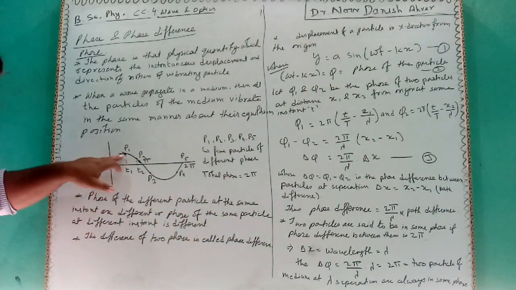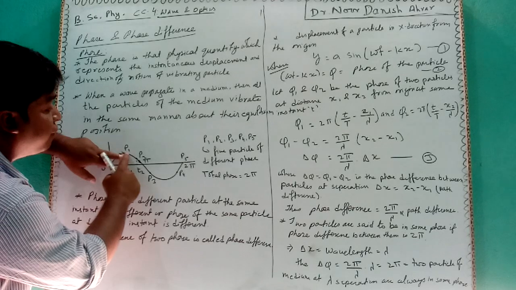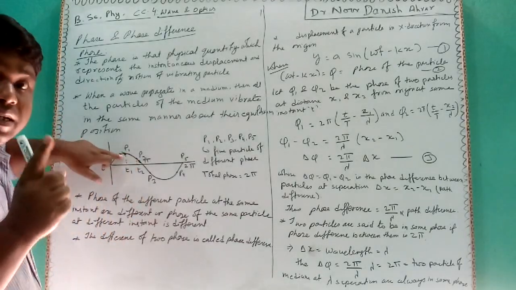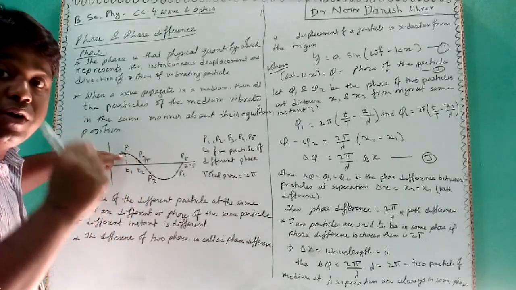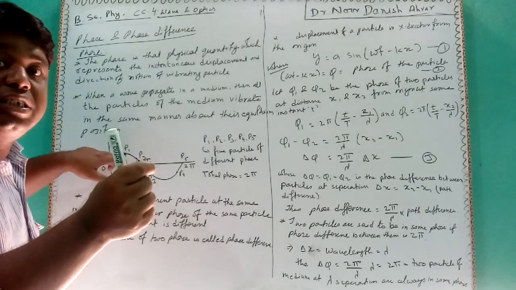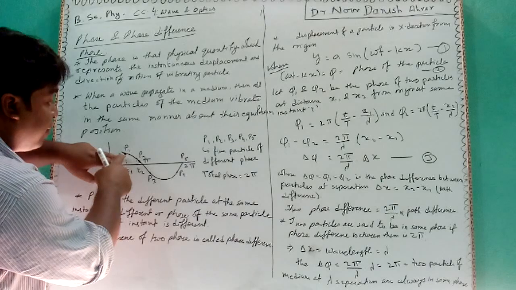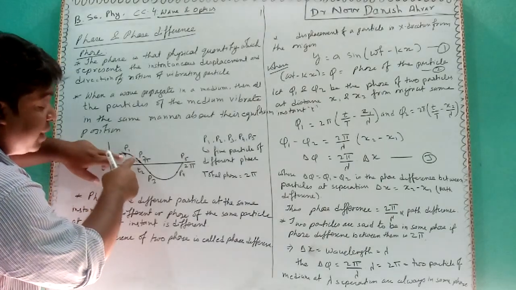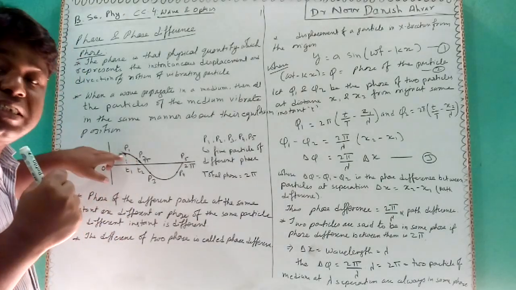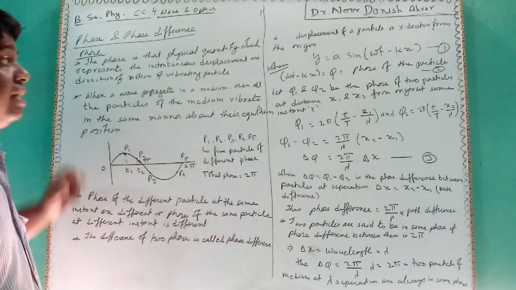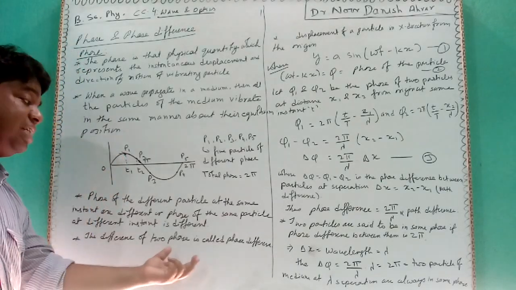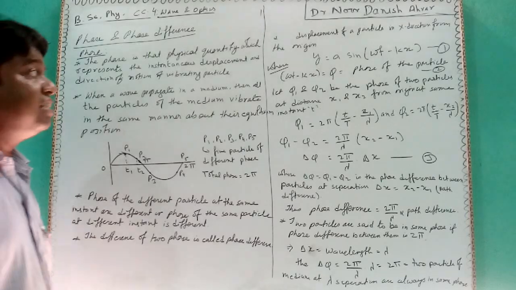So if these particles move from here to here, it will take some time. So the phase of the same particle at two different instants will be different, or the phase of the two particles P1 and P2 at the same instant is also different, and that difference is given in terms of phase difference.